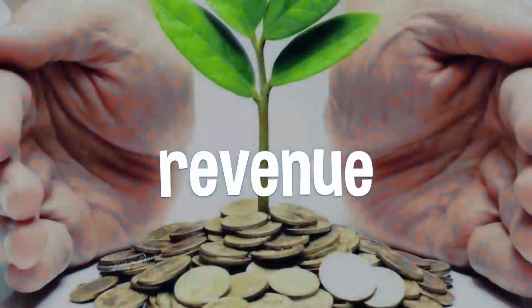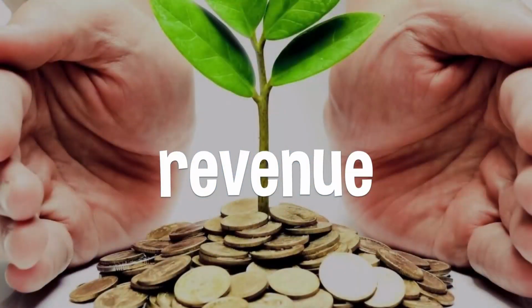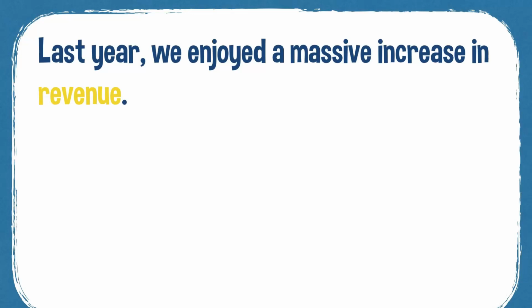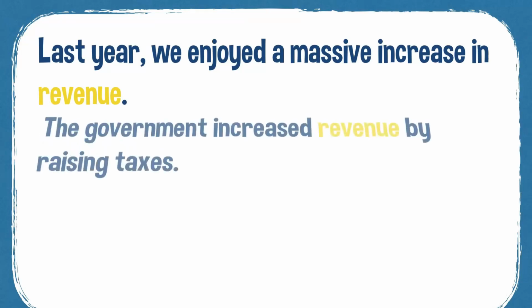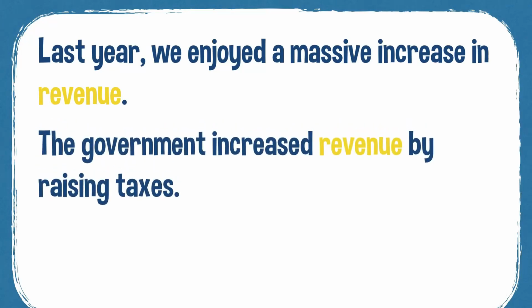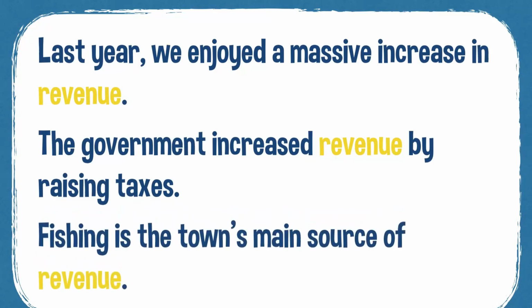Revenue. So money that a company, organisation, or a government receives from people. So, for example, through sales or through taxes, is revenue. Money coming in. So, for example, last year, we enjoyed a massive increase in revenue. The government increased revenue by raising taxes. Fishing is the town's main source of revenue, the main source of money coming in.